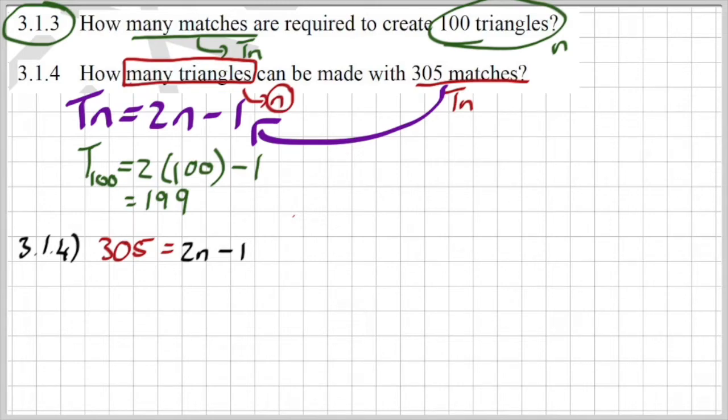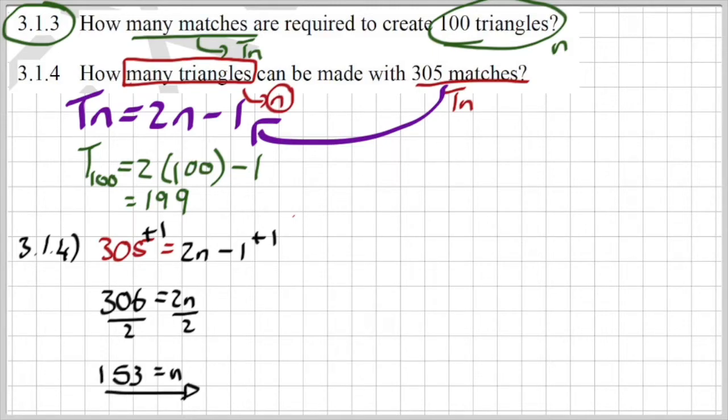This is a linear sum. So in other words, I'm going to add 1 on both sides, 306, and I'm going to divide both sides by 2, which gives me n as being 153. Therefore, 153 triangles can be made using 305 matches. As easy and as simple as that.